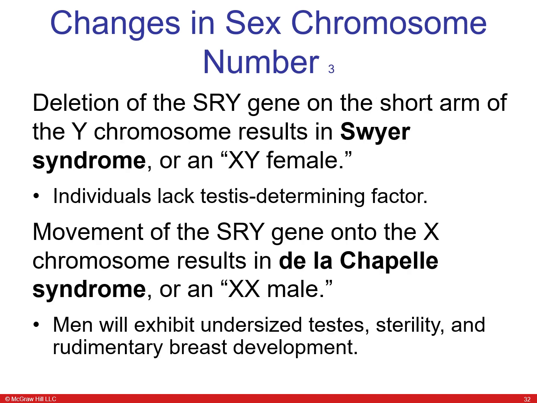Deletion of this SRY gene on the short arm of the Y results in Swyer syndrome, or an XY female. These individuals lack the testis-determining factor. Movement of the SRY gene onto the X chromosome results in De la Chapelle syndrome, or an XX male. These men will exhibit undersized testes, sterility, and they'll have rudimentary breast formation like a female.